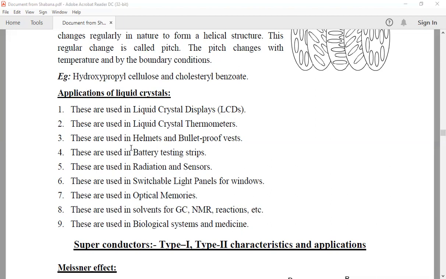And liquid crystals are used in helmets and bulletproof vests, and in battery testing strips. It is also used in radiation detectors and sensors. It is used in switchable light panels for windows and optical memories, and used as a solvent in NMR reactions, etc.